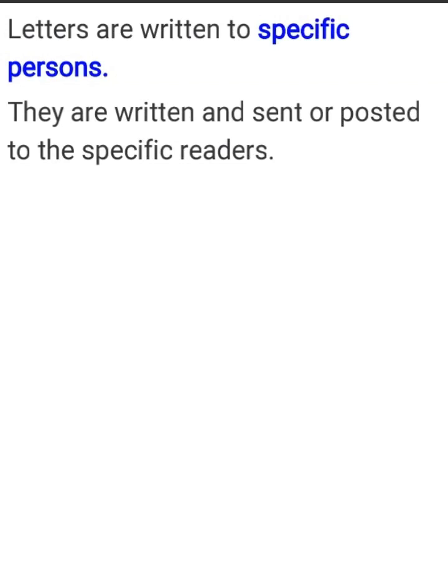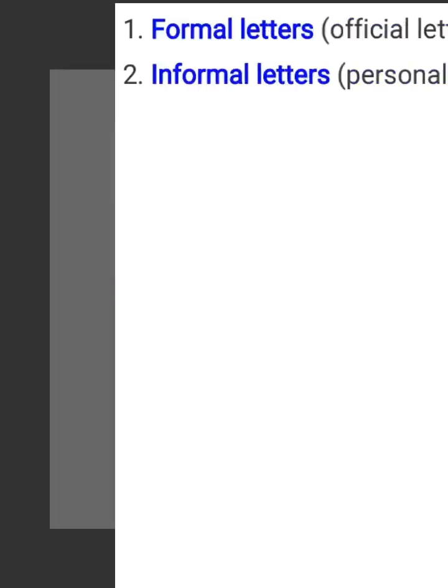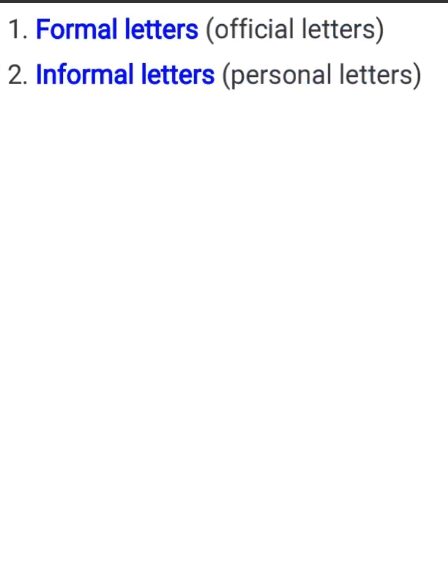Now let's see what we have next as this slide comes up with the caption heading, types of letters. What are the types of letters we have? Let's see them as this slide comes up with a summary. Now you can see that we have two types of letters. The first one is formal letters, otherwise called official letters, and the second one is informal letters, another name is personal letters.